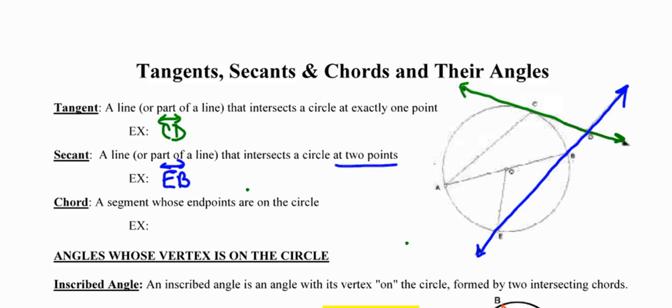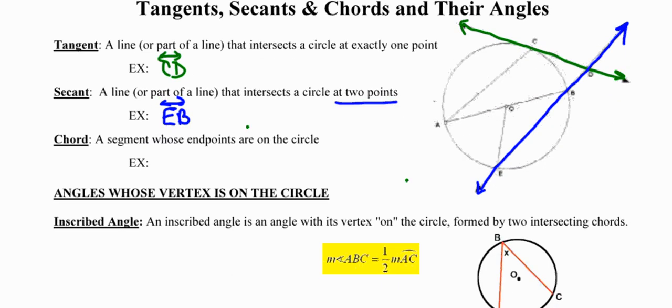A chord is a line segment whose endpoints are on the circle. So in this picture, line segment AC would have its endpoints A and C on the circle. And again, that's what makes it a chord. Notice that tangents and secants are both lines, whereas a chord has to have endpoints. It has to be a line segment.